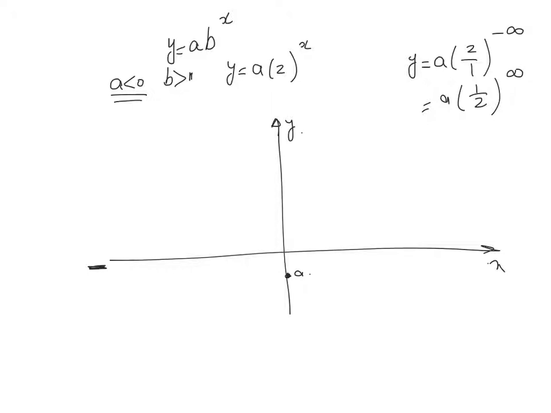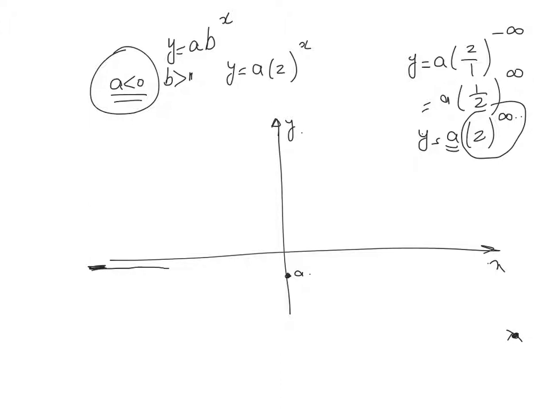Now, let's consider the case when x goes to plus infinity. So we get y is a times 2 exponent plus infinity. Now, when x goes to plus infinity, 2 exponent infinity is going to be a huge number, but since a is negative number, negative times a huge number gives you negative huge number, which is going to be negative infinity. Again, 2 exponent infinity gives you infinity, and then times it by a, which is a negative number, gives you negative infinity. So this means that the other tail of the graph is going to be somewhere around here. Connecting the points together, we get a graph like this one.